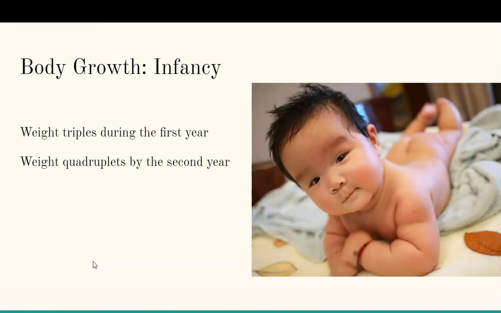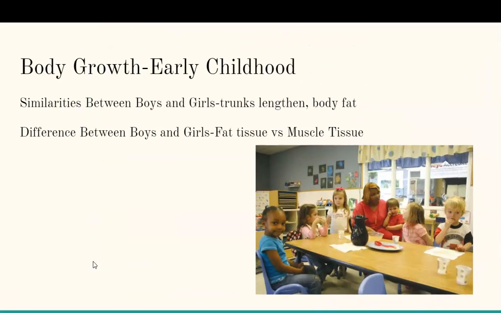Similar to length is weight. Weight is occurring rapidly during the infancy stage. And it says that weight triples during the first year compared to when the child was first born. And by the second year, compared to when the child was first born, the weight quadruples. So the main purpose of this slide is just to get you to understand how fast children change their size, not only their weight, but also their length. They're getting taller during the first and second year.